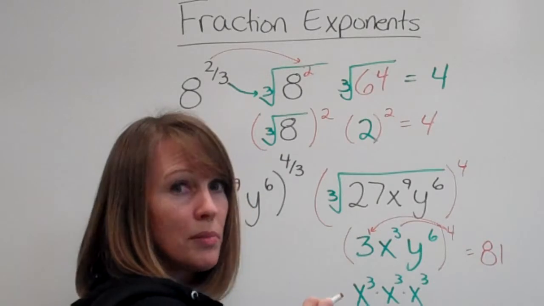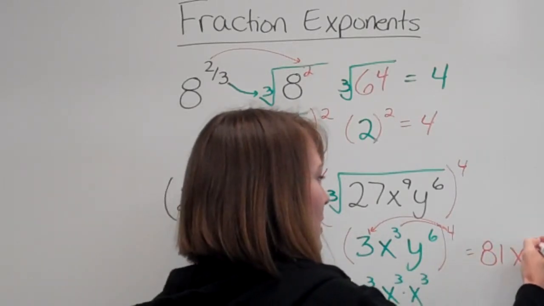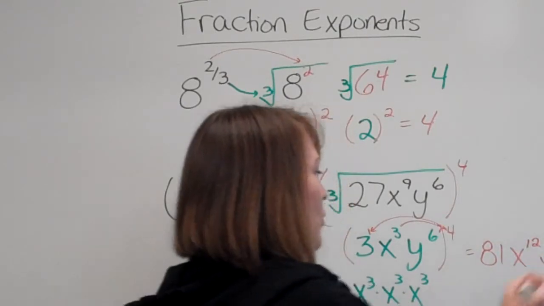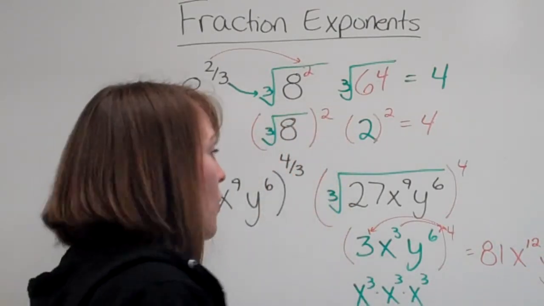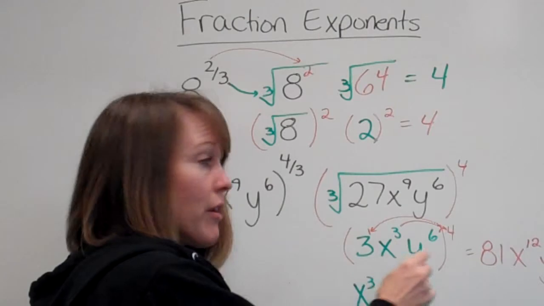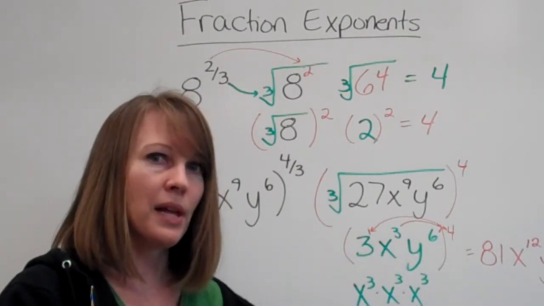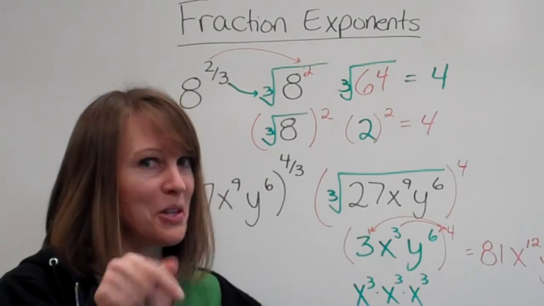Distributing here, we get x to the 12th, and distributing here, we get y to the 24th. Remember, the alternative is we would write these parentheses out 4 times, then you can see it all laid out, and then you're just multiplying it all together. And remember, you know you love math.